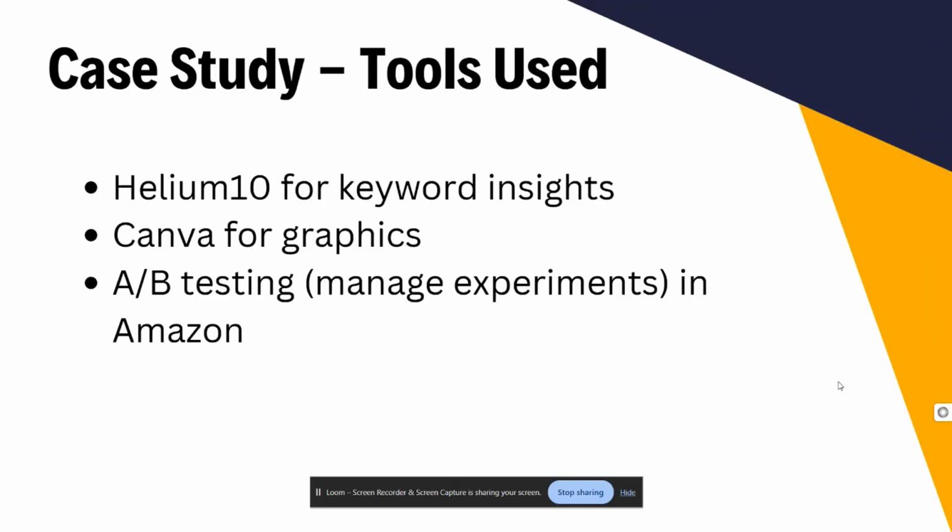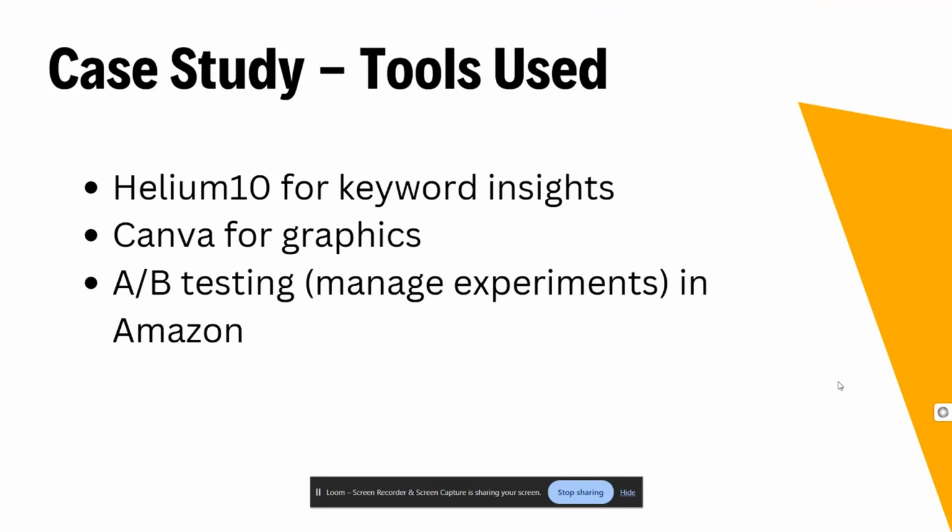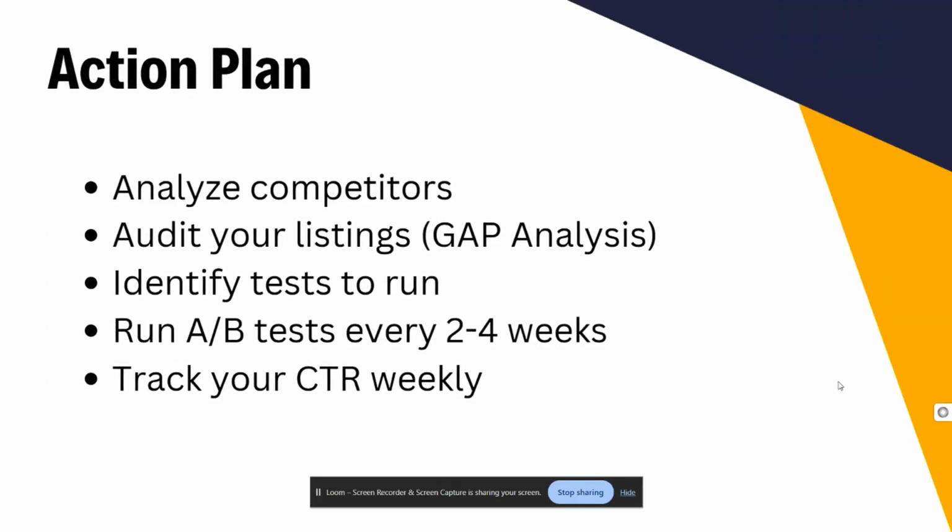As far as the tools that we used, Helium 10 for keyword insights, we used Canva for the graphics that we used for testing, and then we used Manage Experiments in Amazon. If you have Brand Registry on Amazon, you should have access to Manage Experiments, and that's basically it. That's what we used. So I just have some action items for you that you can take.